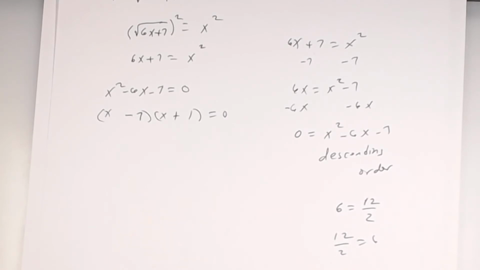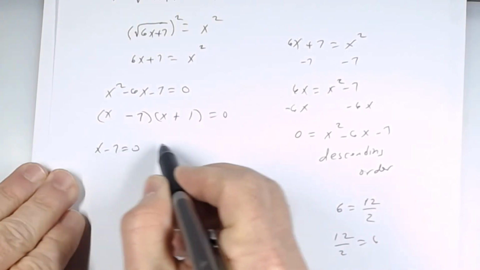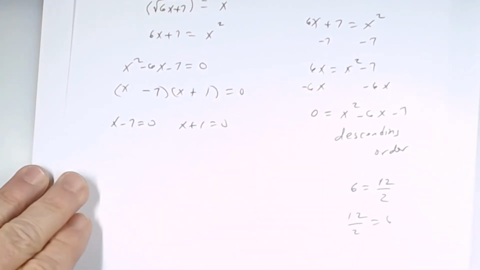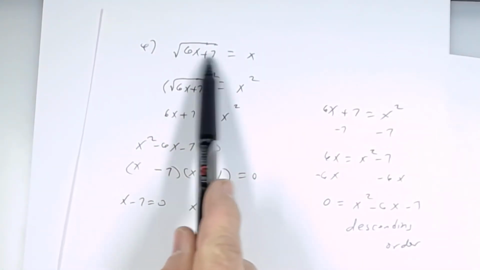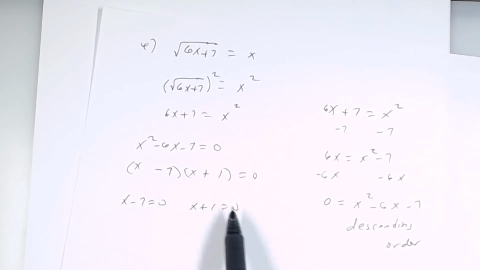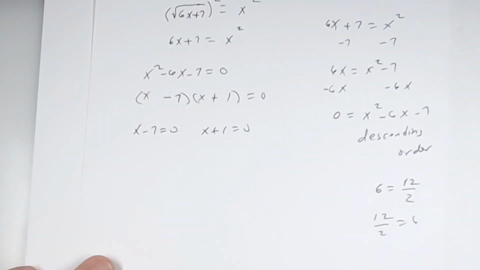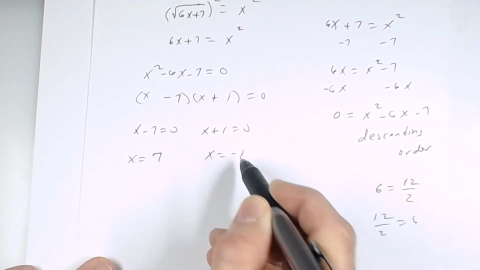Now, what's the next step I do? Set each term equal to 0. So remember, you've got to solve this, so you've got to set each one equal to 0. What property am I using when I do that? The zero factor property. So I set each one equal to 0. x minus 7 equals 0. x plus 1 equals 0. Okay? And so notice I went from a radical equation to a quadratic equation to two linear equations. So let's solve the linear equations. What's x over here? 7. And what's x over here? Negative 1. All right.